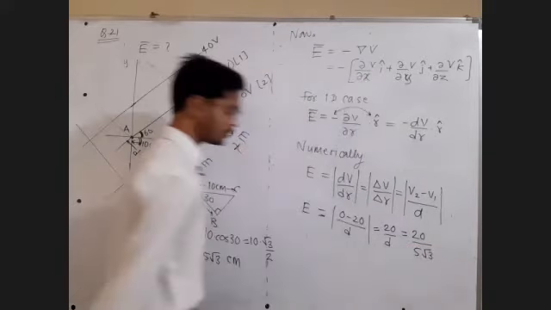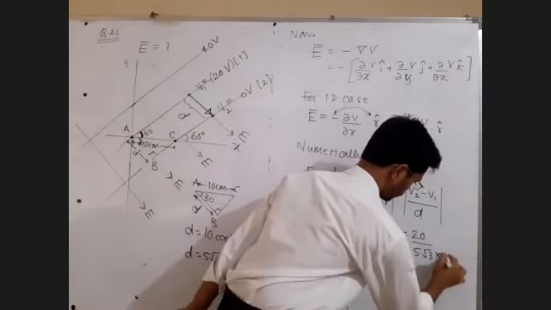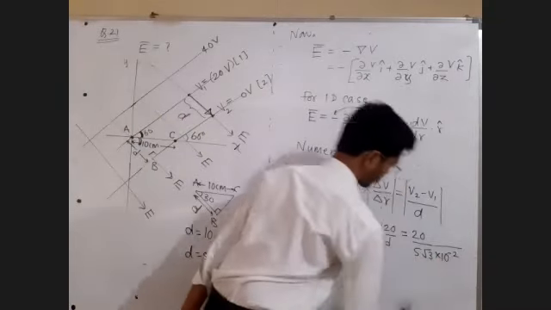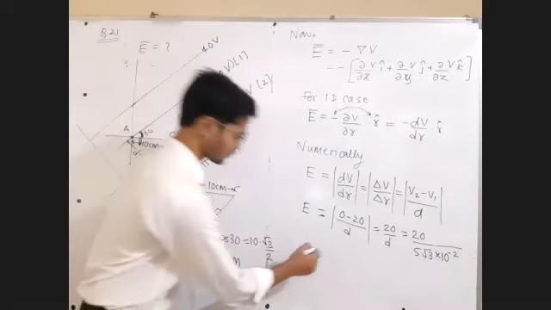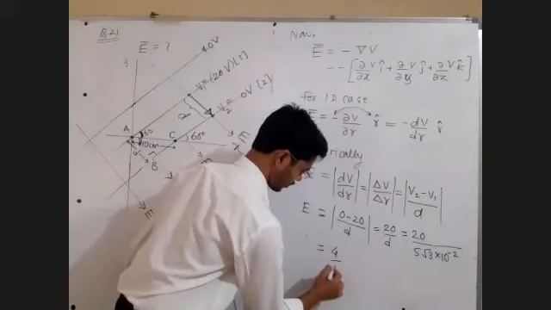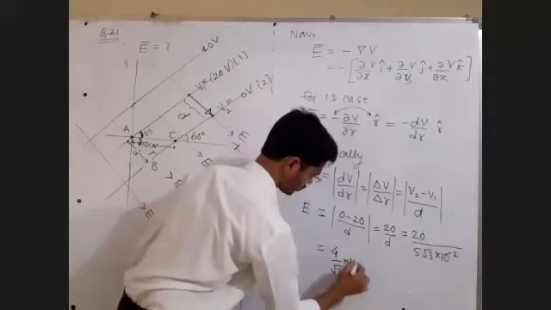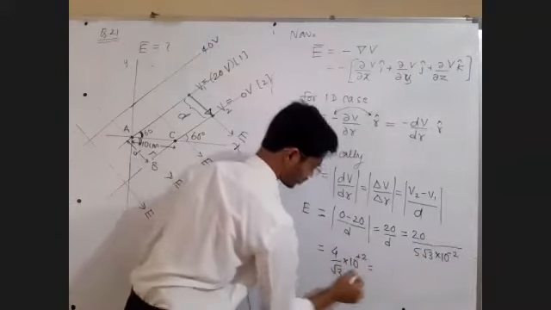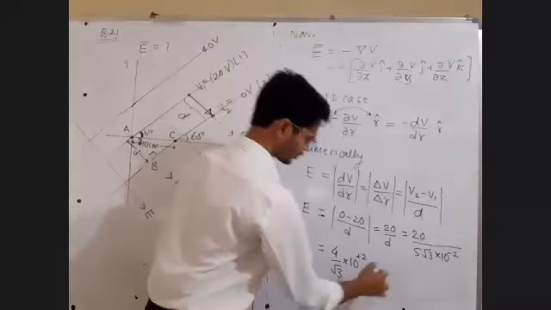Sir, centimeter. Centi means 10 raised to minus 2 meter as it is. No need to write unit. 20 upon 5 will be 4 upon root 3, 10 raised to minus 2, in the numerator 10 raised to plus 2. Not a big deal. Divide by 1 by root 3.